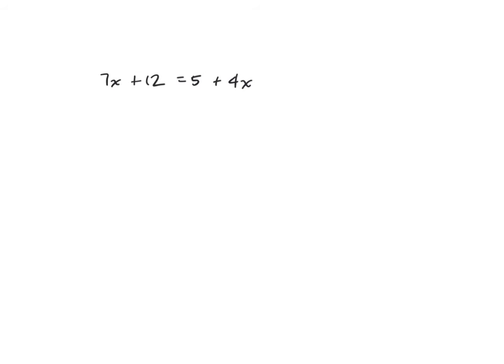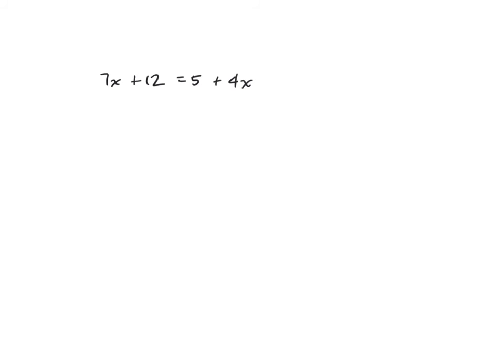Okay, this will be our last one. We've got variables on both sides and we have constants on both sides. Now it doesn't matter how we do this. I could subtract 7x from both sides and put all my x's onto the right. I could subtract 5 from both sides and put all my constants over here. I could also subtract 12 from both sides and put my constants over here. And then I could just choose whichever I want to start with.